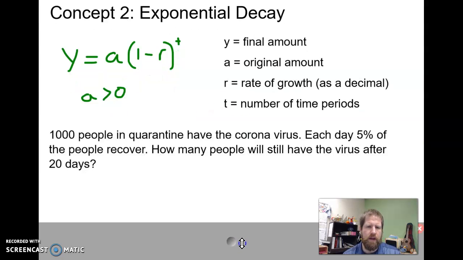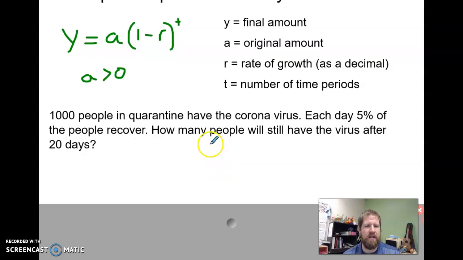Okay, so this might be a little on the nose, but I think it is a good example of a question where exponential decay fits. If we have 1,000 people in quarantine that have the coronavirus, and each day 5% of them recover, how many people will still have the virus after 20 days?